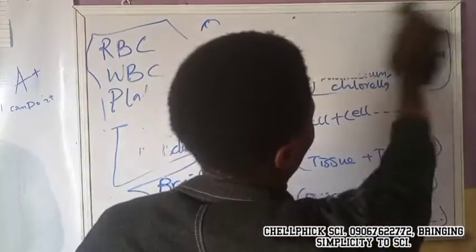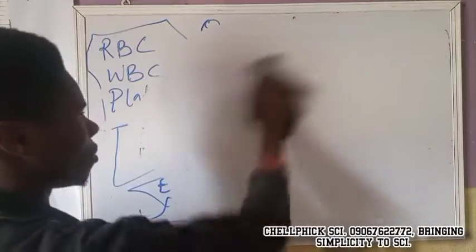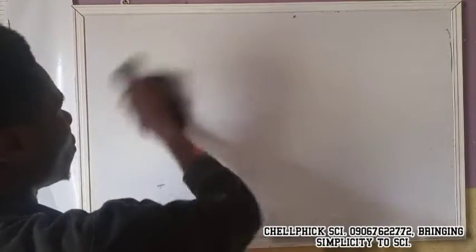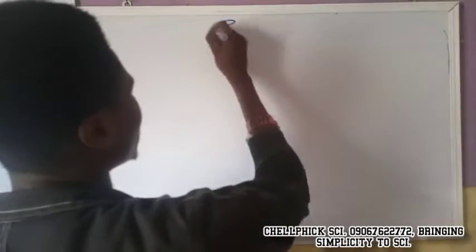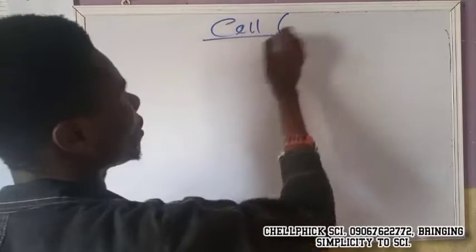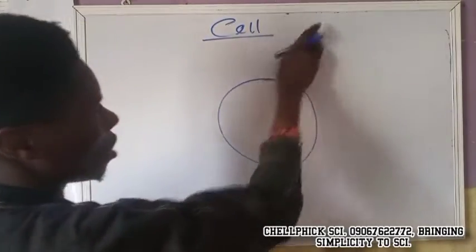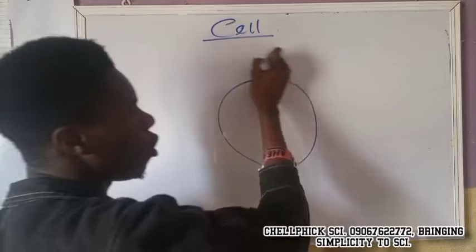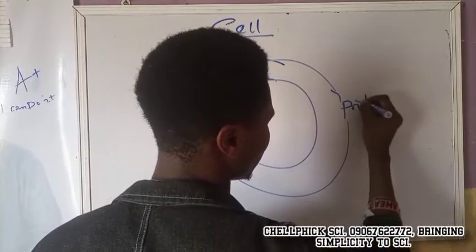The next one we'll be looking at is the cell itself. So we go back to the cell and we look at the quantities found in the cell. Now let's talk about the cell. Imagine this is a cell, though this is not a cell, but imagine this is a cell. The whole body of the cell is called protoplasm.